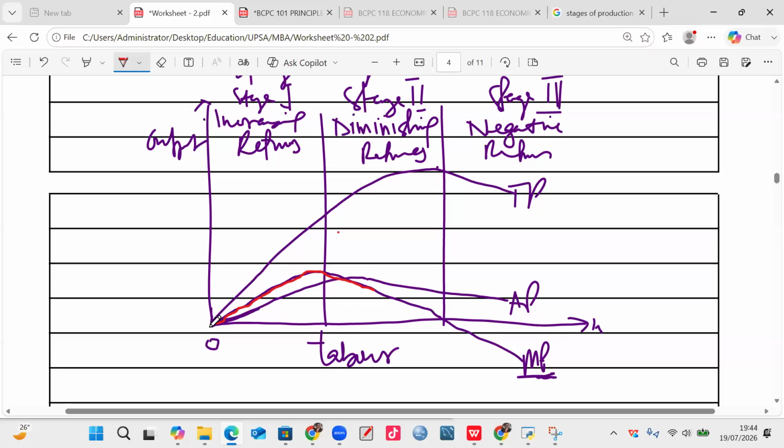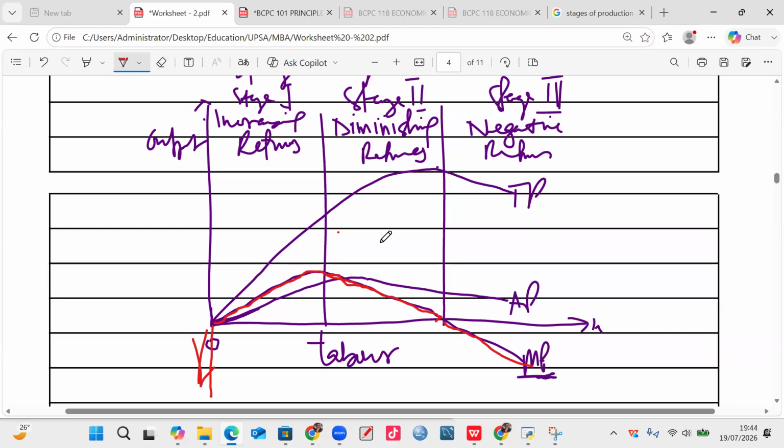In the first stage, the MP is rising. It is called increasing returns. In the second stage, the MP is falling. It is called what? Diminishing. It will decrease to 0. Then in the third stage, stage 3, the MP went negative. If I draw a number line here, all the figures below 0 will be negative. Is that correct? So because the MP is negative, we call the third stage negative returns.